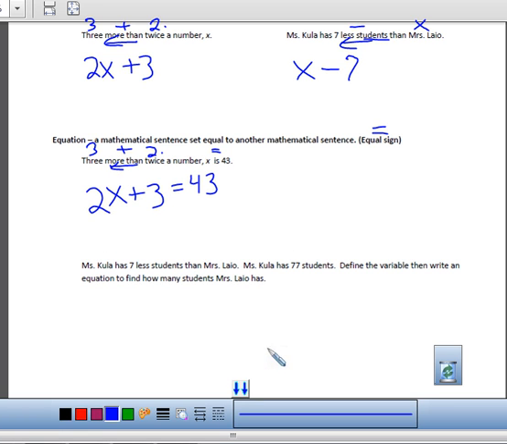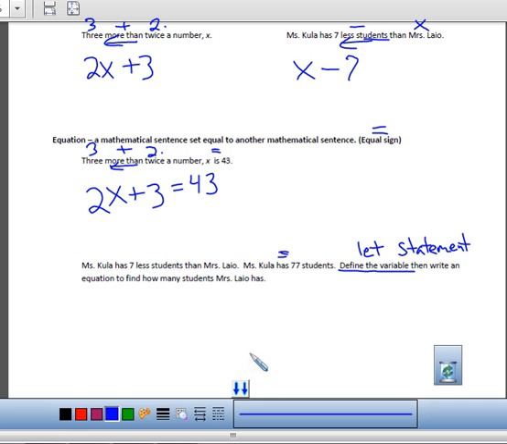Okay, now we're going to see something new and important, and this will be a way for you to earn a point on your scoreboard, maybe 2. We're going to be talking about let statements, and let me read the problem and then I will explain. So Miss Kula has 7 less students than Miss Leo. Remember that from up above. Miss Kula has 77 students. So there is our equals 77 students. Define the variable. That is going to be our let statement. In other words, you're no longer allowed to just use a variable. You have to define what it stands for. And then we're going to write an equation.